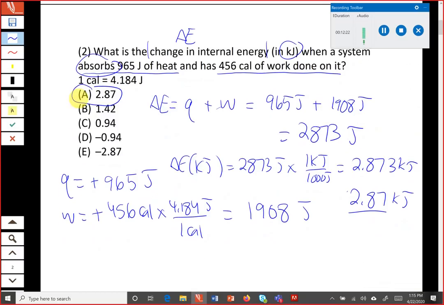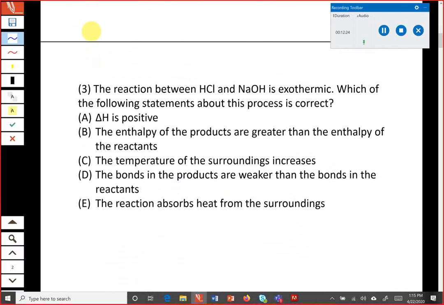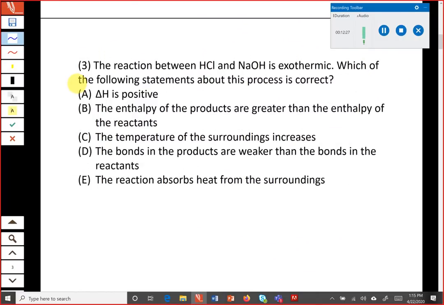All right, so let's move on then to the next question here. So this question is more of a conceptual question dealing with an exothermic reaction. So the reaction between HCl and NaOH is exothermic. Which of the following statements about this process is correct? We're looking for the true statement here. So let's just sort of evaluate these one by one. So choice A, delta H is positive. That one is not going to be correct because exothermic, what that is defined as, is a negative delta H. All right, so exothermic means negative change in enthalpy.